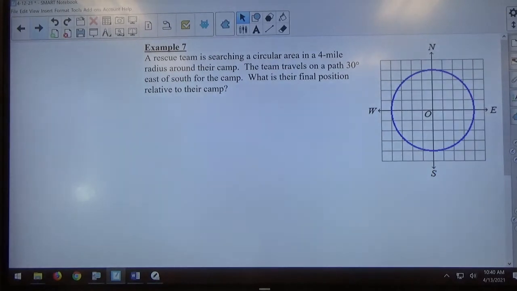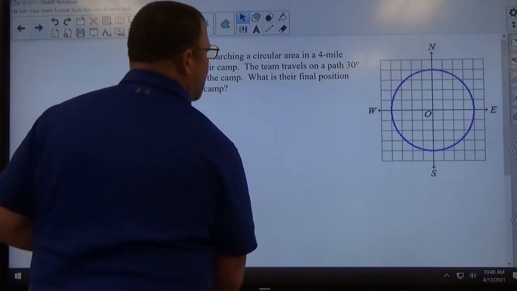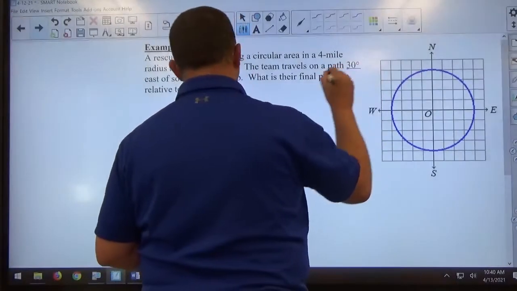All right, so a rescue team searching a circular area in a 4-mile radius around their camp. The team travels on a path 30 degrees east of south. All right, so let's describe how that works. So 30 degrees east of south.